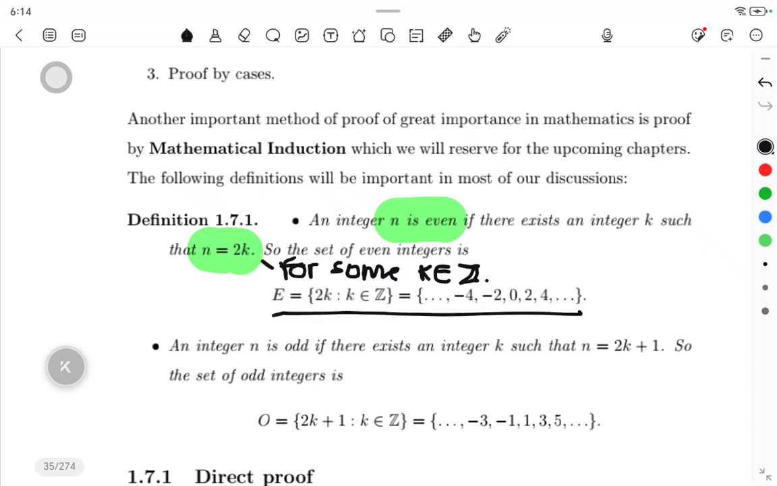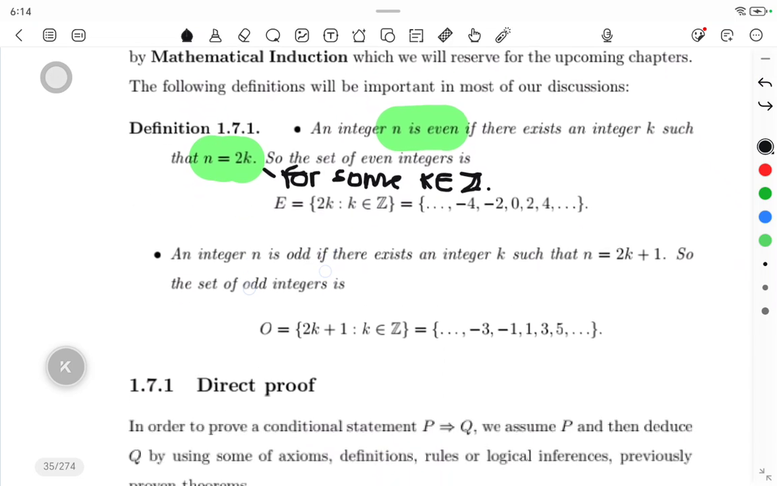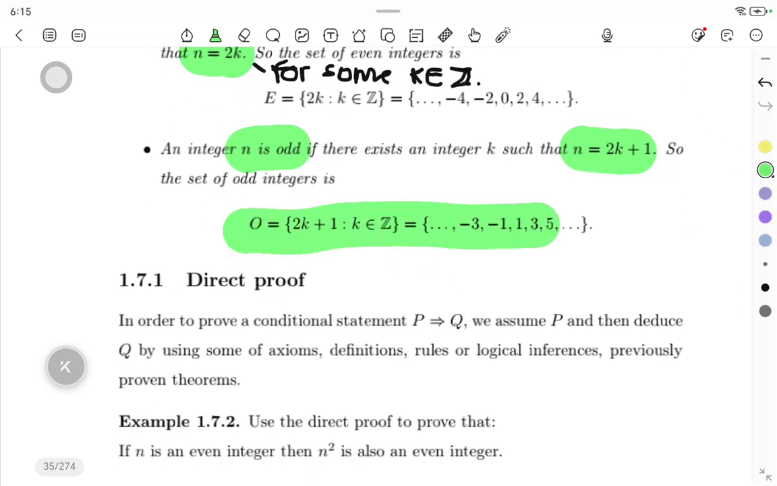This one, we can skip it for now. It's not that important in this chapter. It will be important in the next chapter, set theory. So now we say that an integer n is odd if there exists an integer k such that n is equal to 2k plus 1. You see, for an even integer, we talk about n being equal to 2k, and for an odd integer, we talk about n being equal to 2k plus 1. Also this is not that important for now. We'll talk about it when we come to set theory.